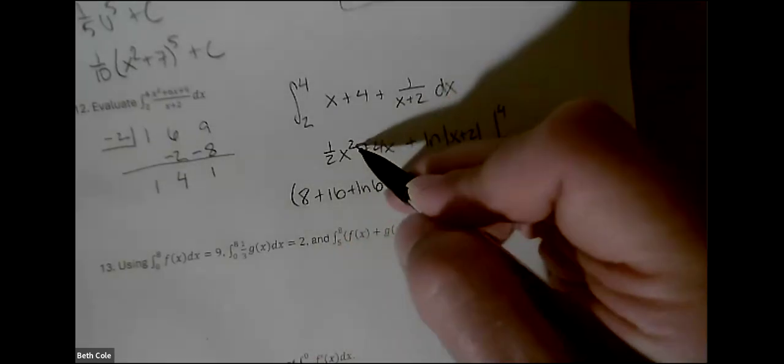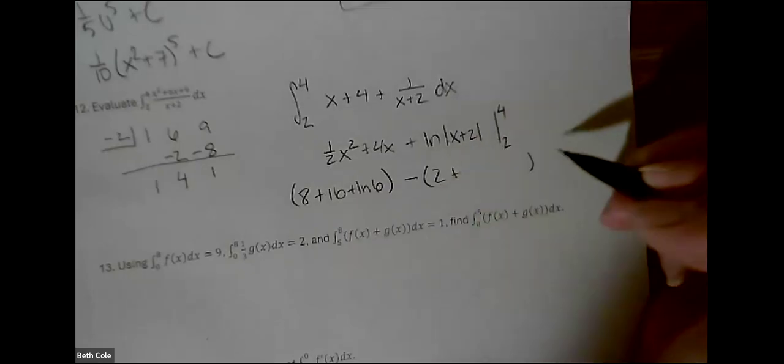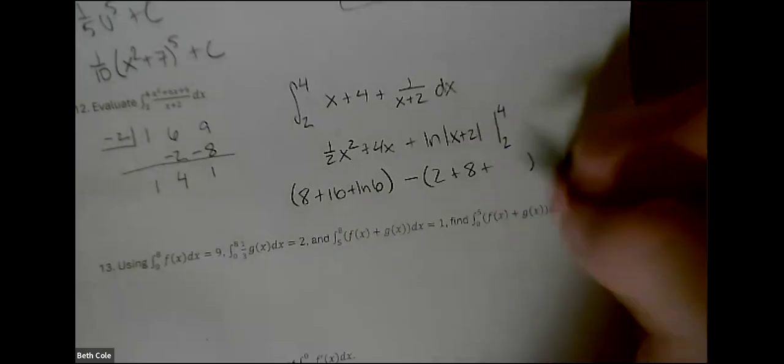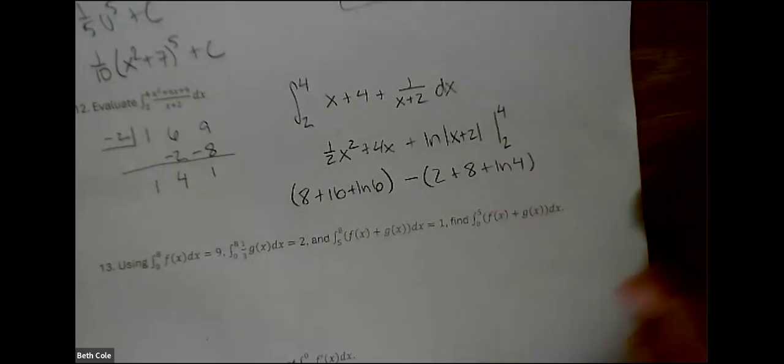Plugging in 2. 2 squared is 4. Half of that is 2. Plus 2 times 4 is 8. Plus that would be ln 4.